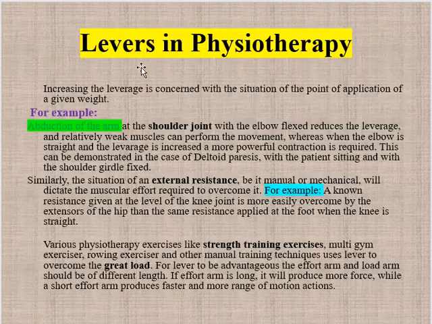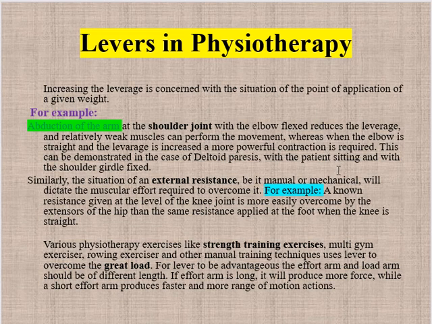Now we discuss levers in physiotherapy. When we say levers in physiotherapy, then we basically use the concept of long leverage and short leverage. Increasing the leverage is concerned with the situation of the point of application of the given weight. For example, take the example of shoulder joint abduction. Abduction of the arm at the shoulder joint with the elbow flexed reduces the leverage, and relatively weak muscles can perform the movement, whereas when the elbow is straight and the leverage is increased, a more powerful contraction is required.